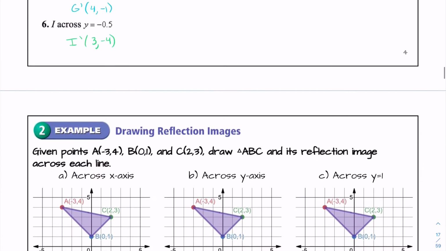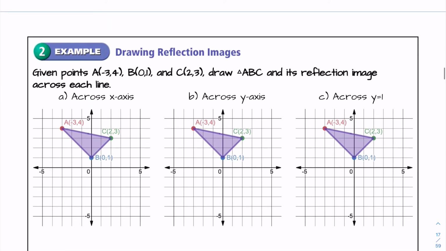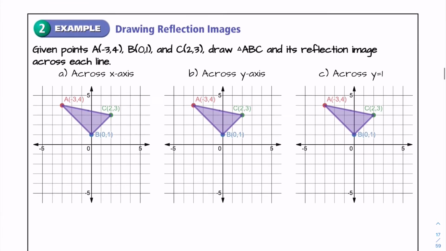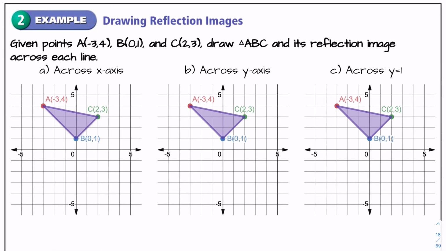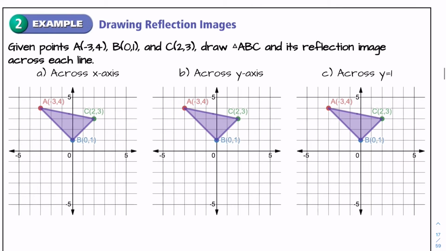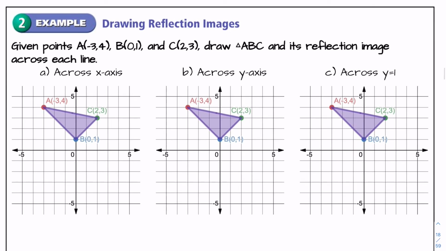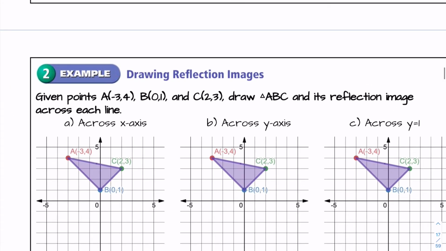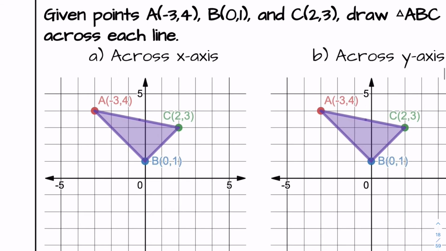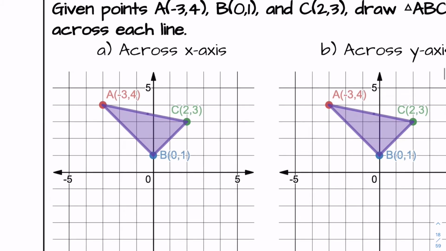The next one, this is going to take a while, but we'll get through it. Given the points A, B, and C, which I think I graphed them correctly, draw ABC and its reflection image across the line. Well, I already did that for all of these. I wanted to save some time for us, so I made sure that they were all drawn. But we're just going to reflect this across the line that is given.